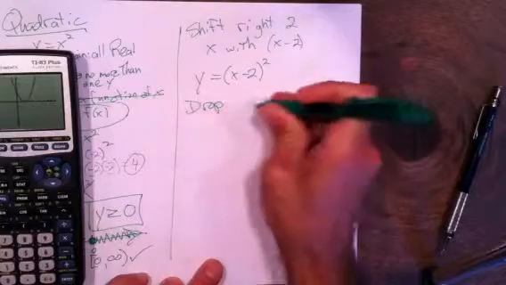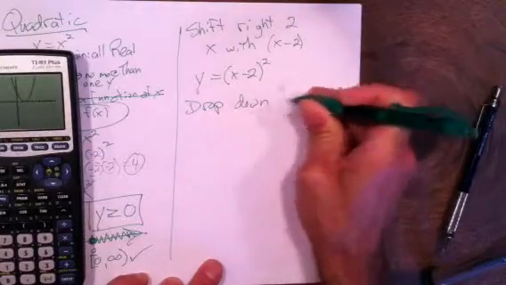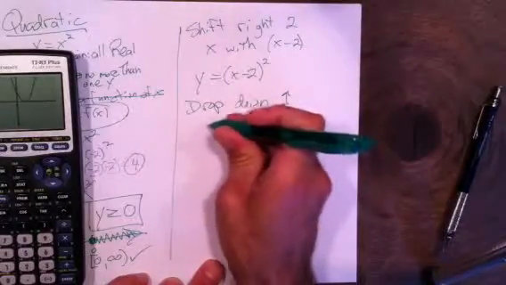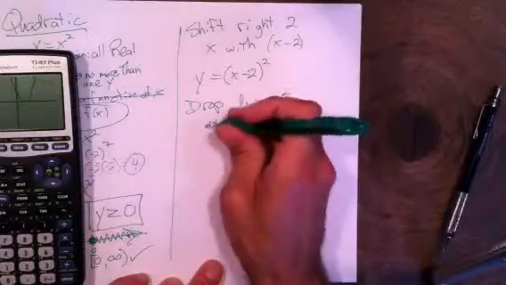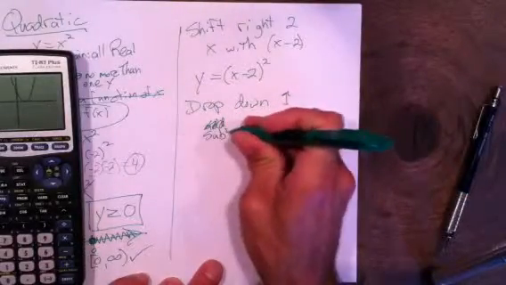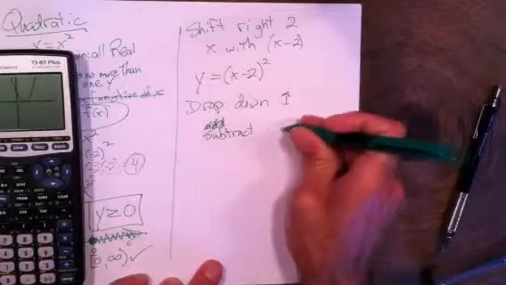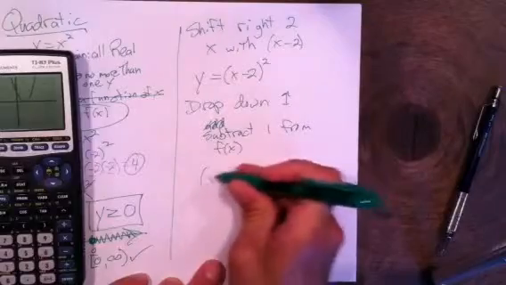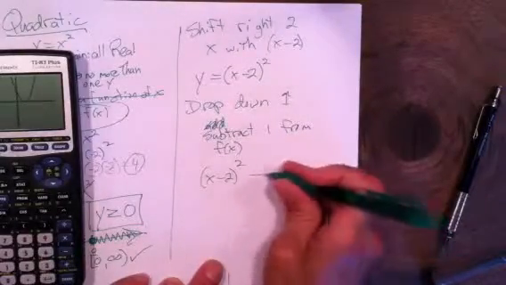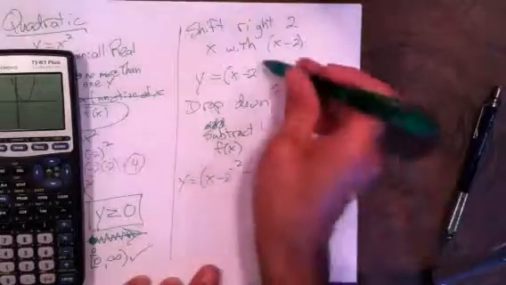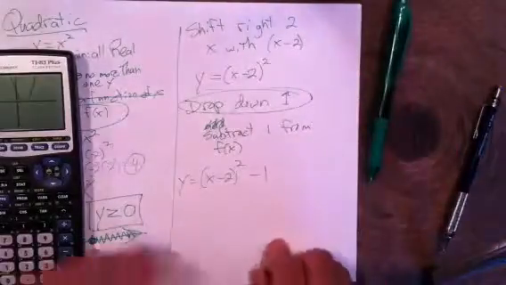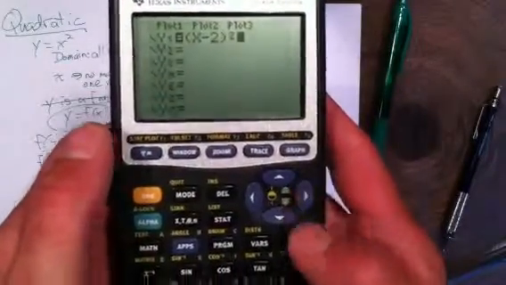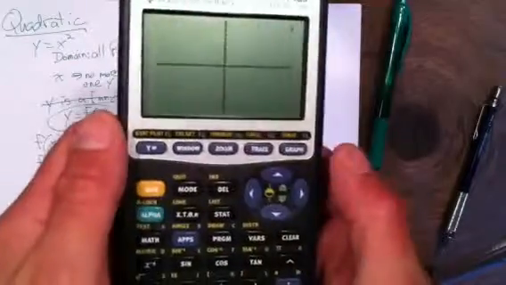So to drop down 1, you would just subtract 1 from the function. So my function was x minus 2 squared, now I want that minus 1. So now I should see the same graph as this, just drop down 1. So let's take a look at that beauty. So to the outside here, I'm going to subtract 1, graph.